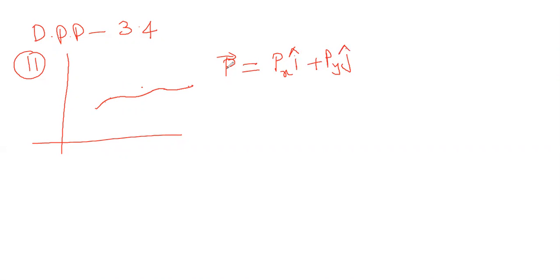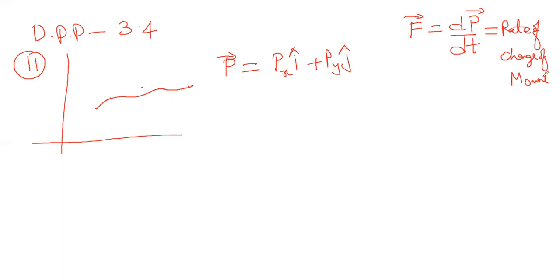What is Px and Py? They are the linear momentum along x-axis and y-axis. Do you remember there is a relation between force and momentum? In 9th standard they told, it is rate of change of momentum. If you differentiate momentum with the first derivative with respect to time, what you're going to get is the force. They simply said rate of change of momentum in the 9th standard book.